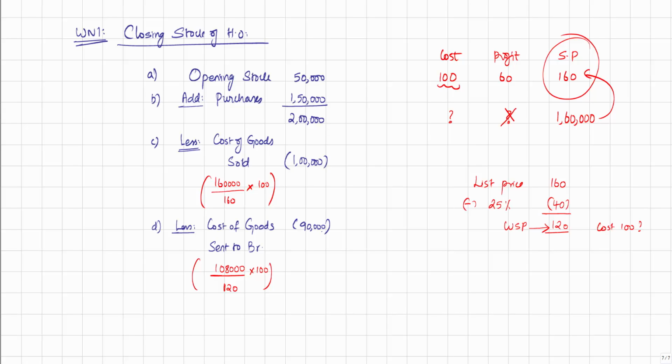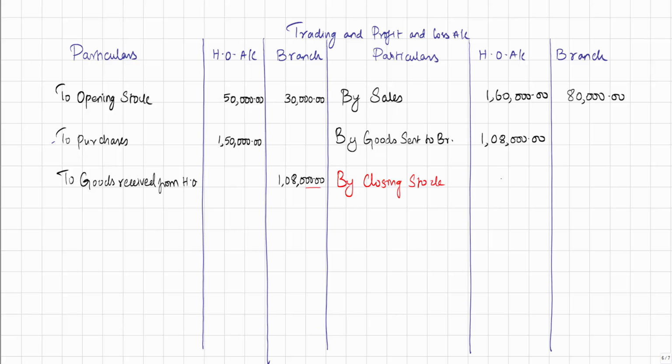Okay, so subtract this. Now if you do all this, 2 lakh minus 1 lakh minus 90,000, you get a value, and that is basically 10,000. So this 10,000 is nothing but the value of closing stock at head office level. So let's write here by closing stock, it is 10,000, and we got these numbers from working note 1.